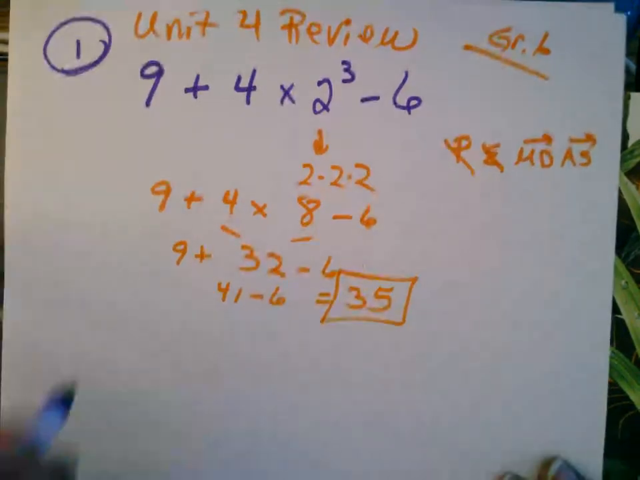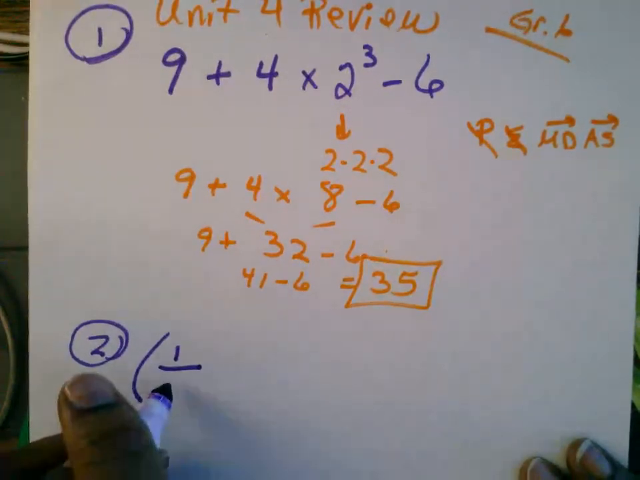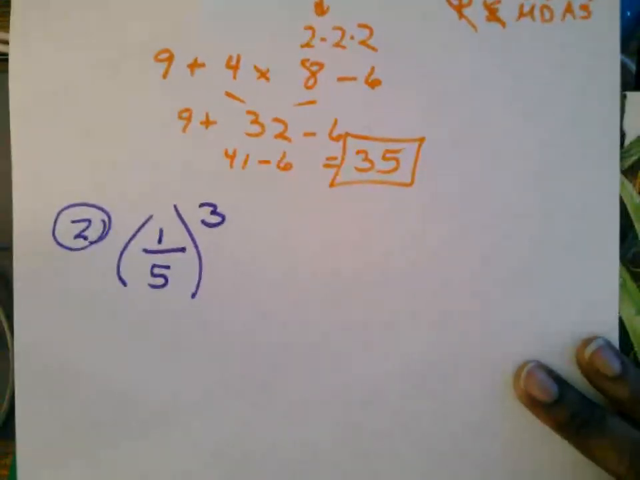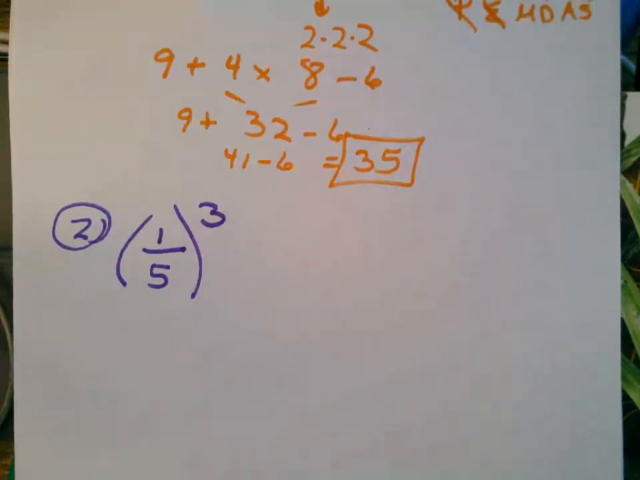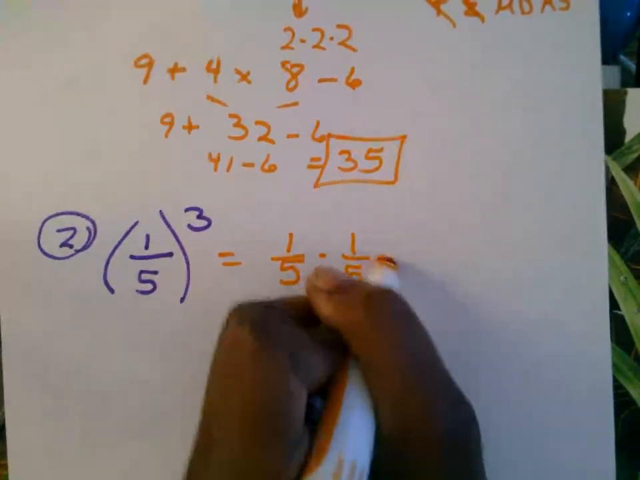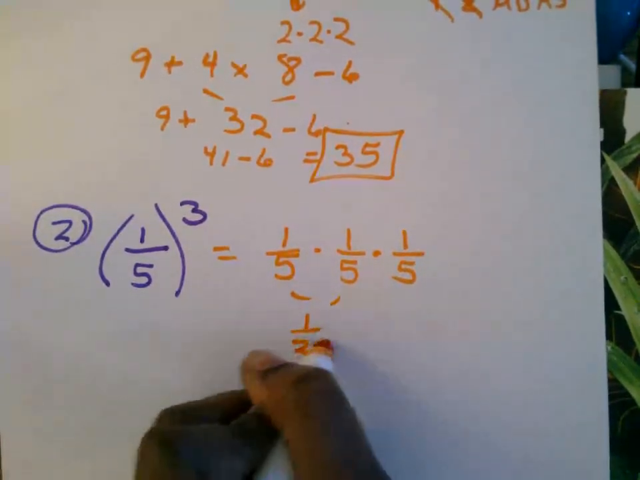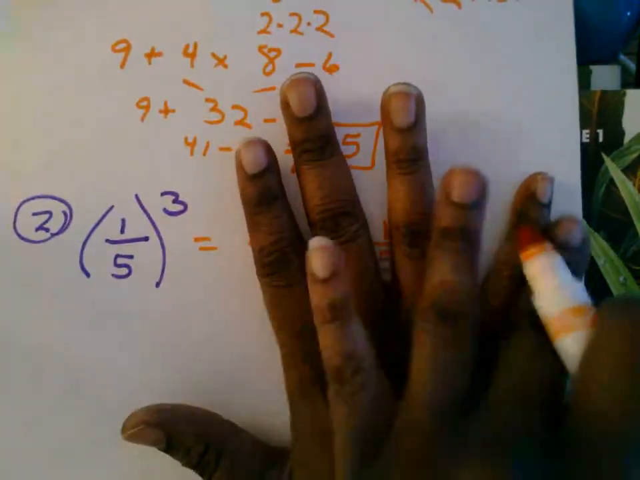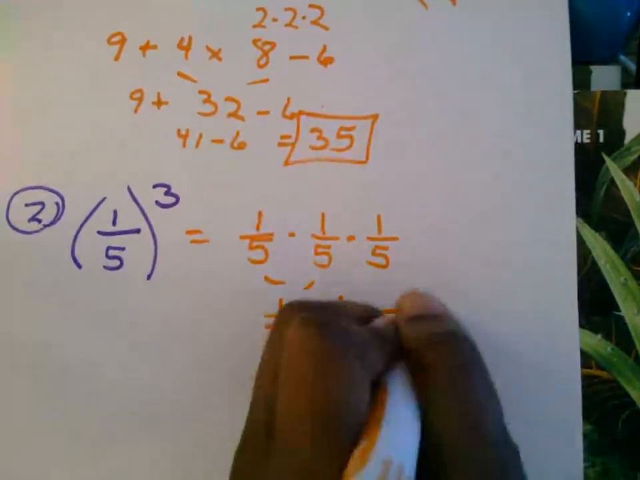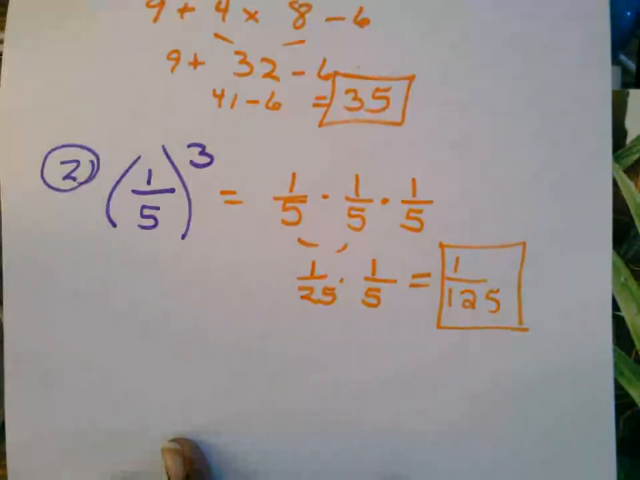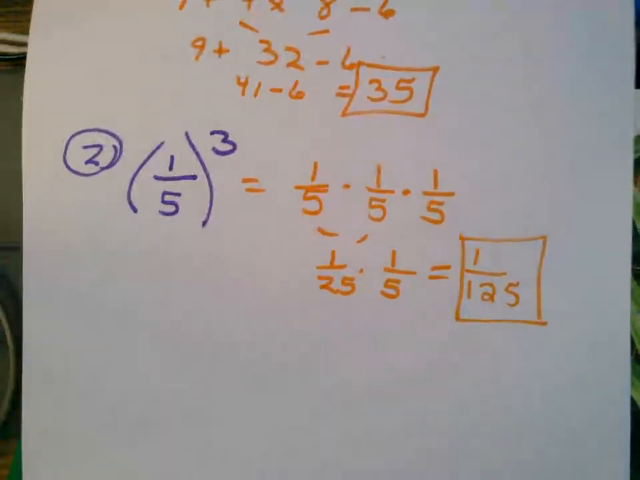Next problem. One-fifth to the third. Twenty-five times 5. 4 of these is 100, so that's 125. Any questions so far?